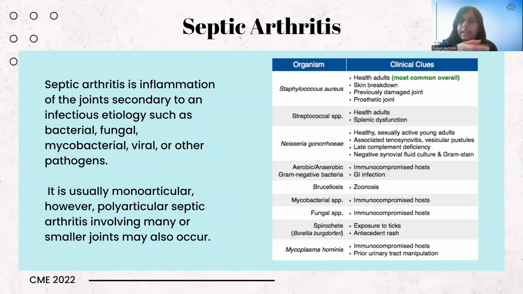Now, Neisseria gonorrhoeae is seen in sexually active young adults. So from an STI, it becomes septic arthritis. Whereas you'll get mycobacteria, fungal infections in immunocompromised patients.